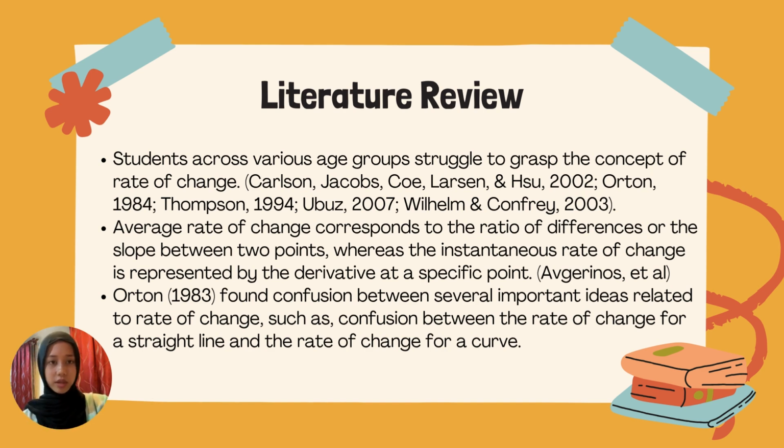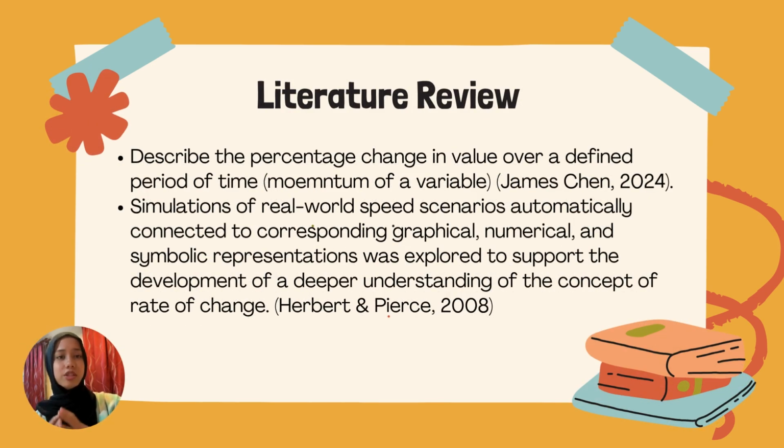Orton 1983 found confusion between several important ideas related to rate of change, such as confusion between the rate of change for a straight line and the rate of change for a curved line. James Chen described the percentage change in value over a defined period of time, which is the momentum of a variable. Simulations of real-world speed scenarios automatically connected to corresponding graphical, numerical, and symbolic representations were explored to support the development of a deeper understanding of the concept of rate of change. This was found by Herbert and Pierce in 2008.